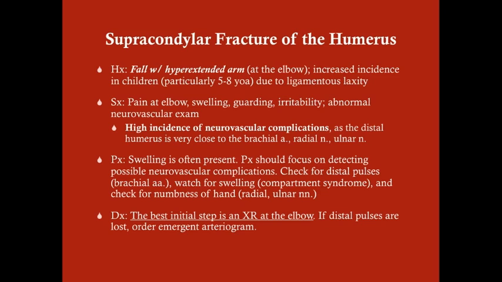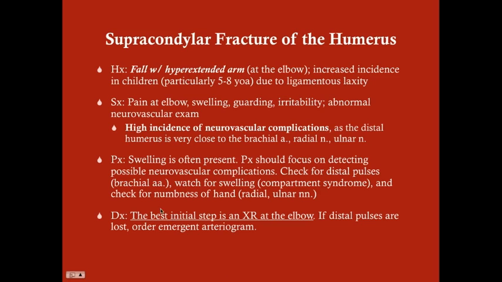Now, the best initial step, assuming that there are no neurologic or vascular complications, is going to be an X-ray of the elbow. If the distal pulses are absent, so if there are actual vascular complications, if we're not able to get those distal pulses, then we're going to get an emergent arteriogram. And in most patients who have compromised distal pulses, they are going to need surgery because you're going to have to do some arterial repair, and so the vascular surgeon is going to do that.